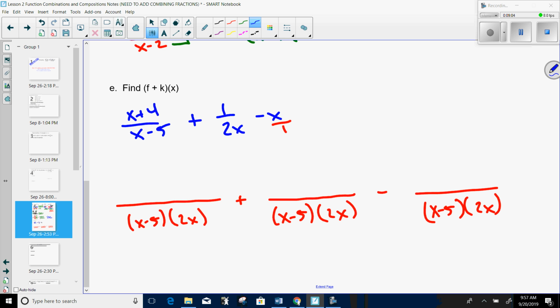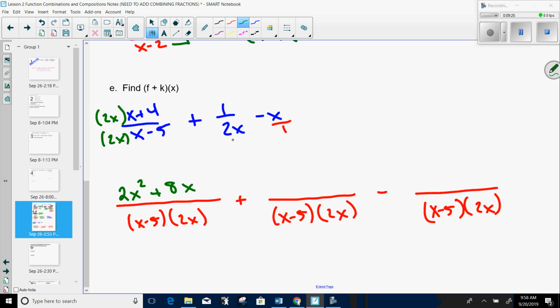Okay, so then what you do is you come up to the top and you ask yourself, how do I make this denominator of x minus 5 look like 2x? I need to multiply it by 2x. That means I need to multiply the top by 2x. Then what I do is I distribute that. 2x times x is 2x squared. 2x times 4 is positive 8x.